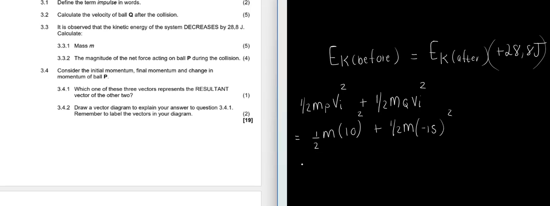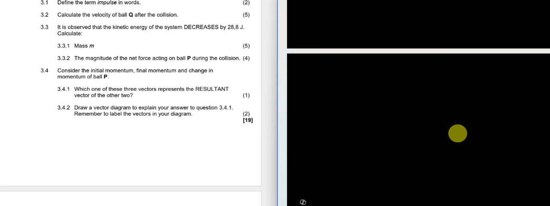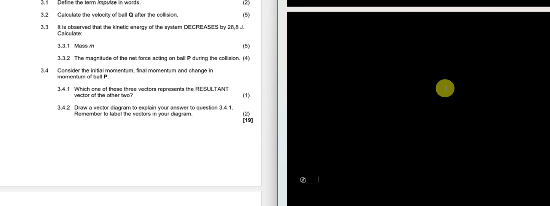Okay. So guys, what do you get there? Let's see, a half m 10 squared plus a half m minus 15 squared. Okay, now we are doing the after. So we say 162,5 m, and then we do the after equals a half m for P, so it's m, V final squared plus a half m for Q, which is also just m, V final squared. And then we plus the 28,8.